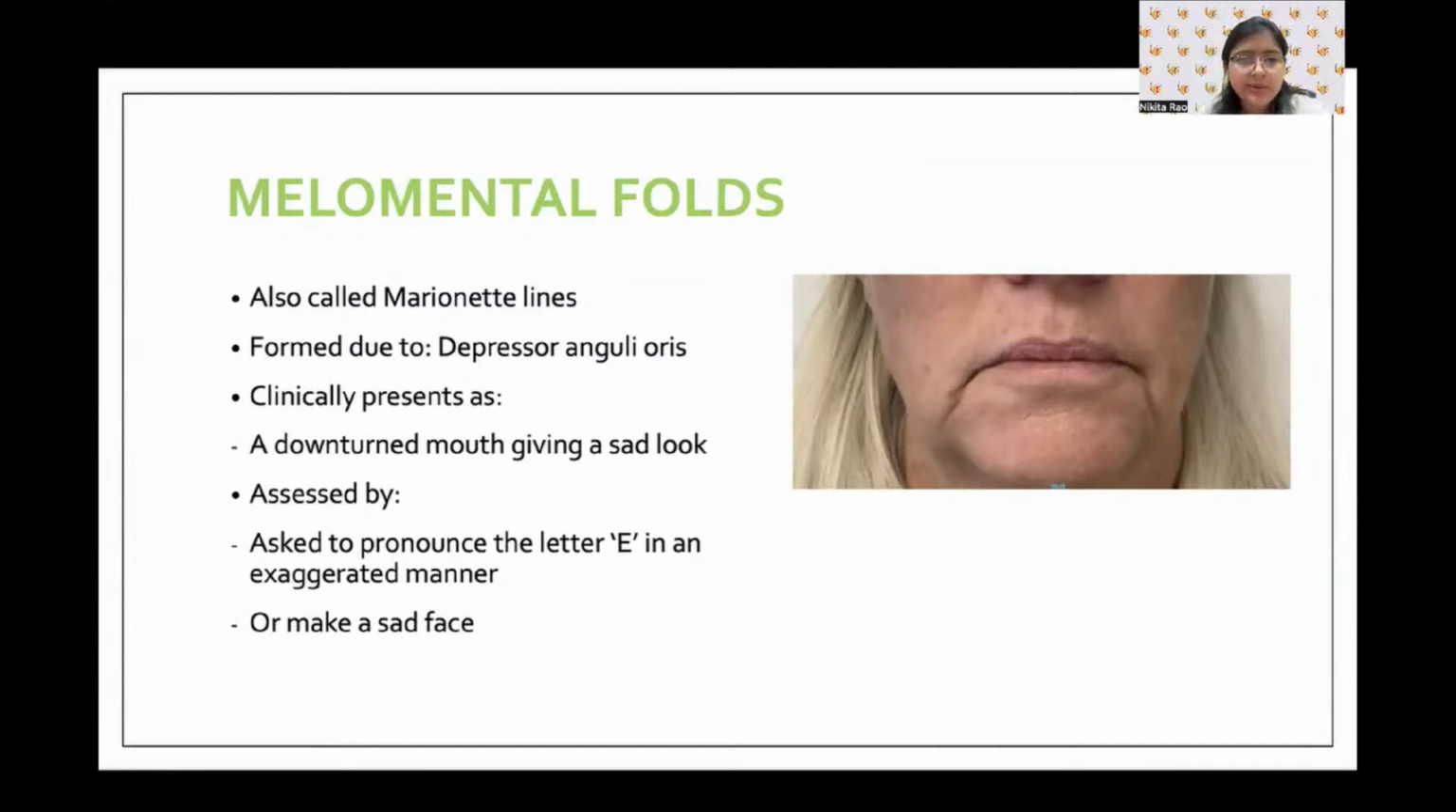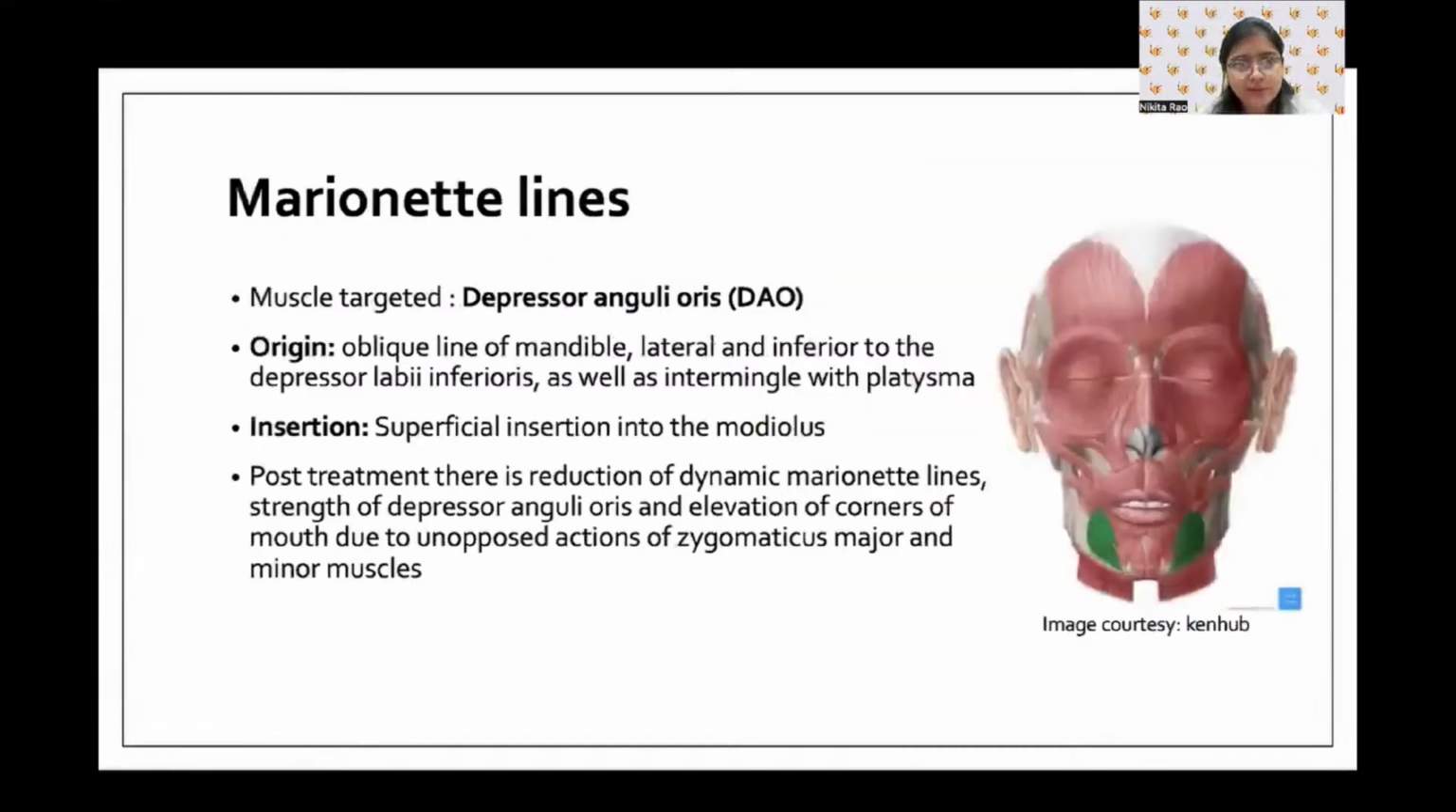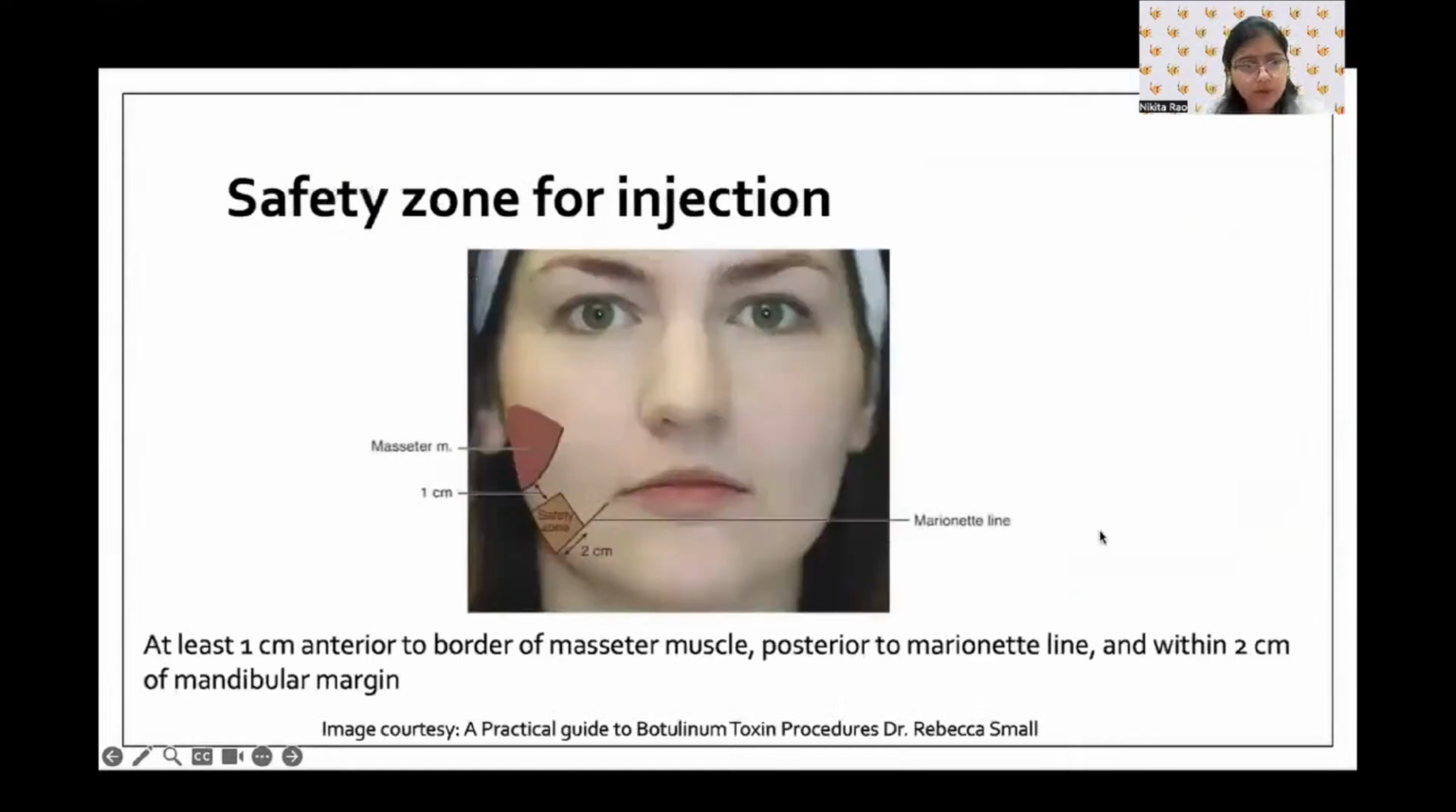The muscle can be assessed by asking the patient to pronounce the letter E in an exaggerated manner, or he or she can be asked to make a sad face. Now, the depressor anguli oris muscle originates from the oblique line of the mandible and inserts superficially into the modiolus. Post-treatment, there is reduction of the dynamic marionette lines and the strength of the muscle is also reduced.